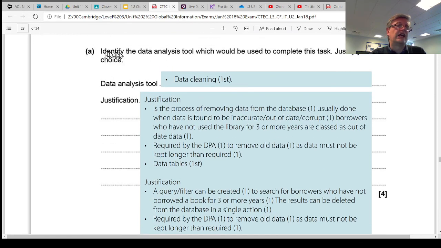Another one that comes up regularly on this data analysis tool on the exam questions is spreadsheets. They often refer you to why you might use a spreadsheet, or charts and graphs, as a mechanism of analysing the data.